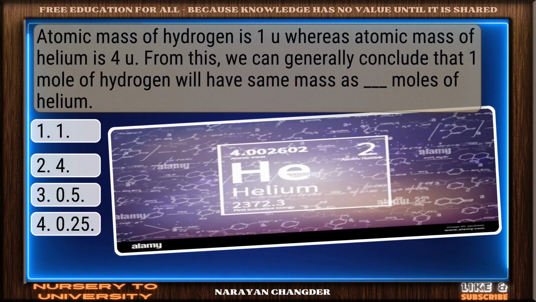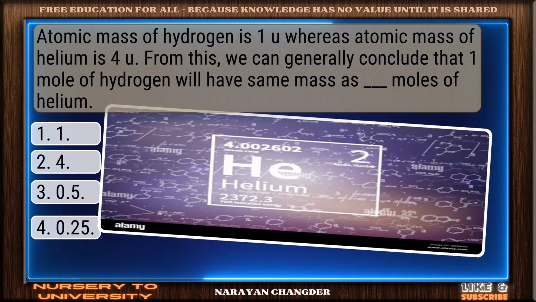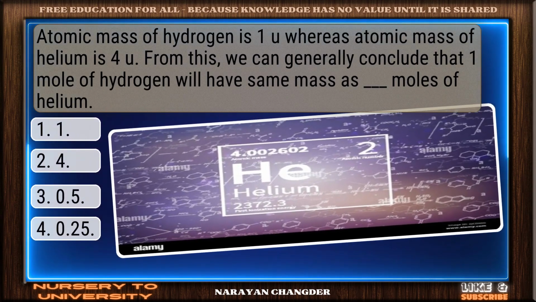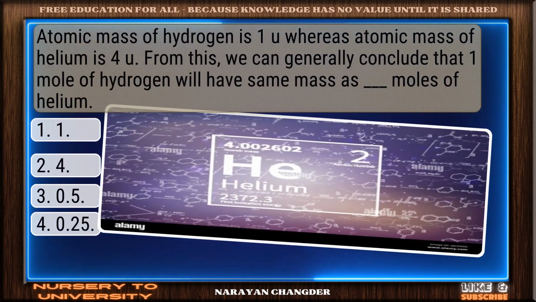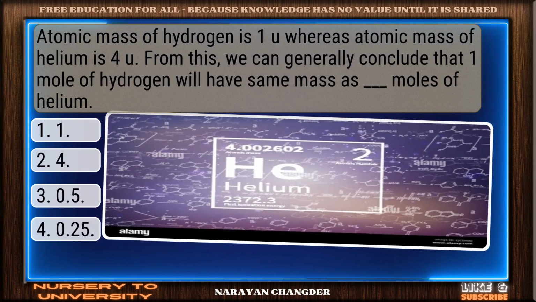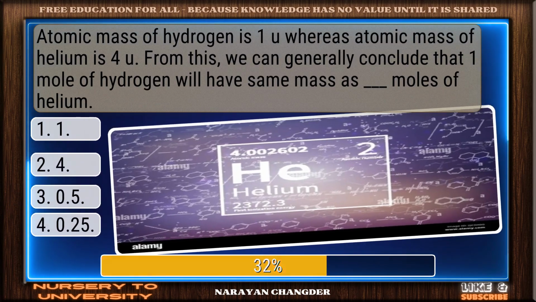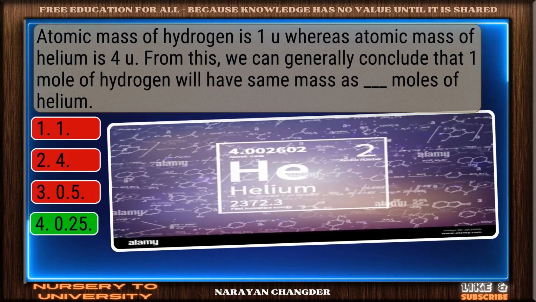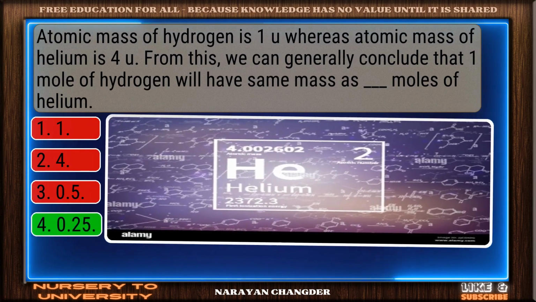Question number 8. Atomic mass of hydrogen is 1 u, whereas atomic mass of helium is 4 u. From this, we can generally conclude that 1 mole of hydrogen would have same mass as dash moles of helium. You got it. Your choice 0.25 is right.